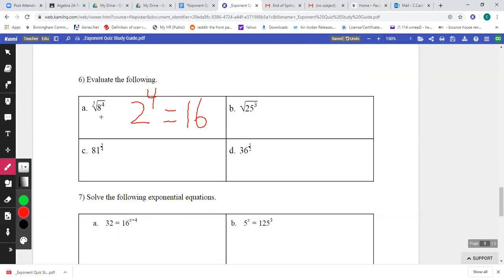So letter B is the square root of 25 to the 3rd. So once again, you take the square root first. Always do the root first. So what's the square root of 25? That's 5. And then so now I take 5 to the 3rd. 5 to the 3rd is 5 times 5 times 5. 125.